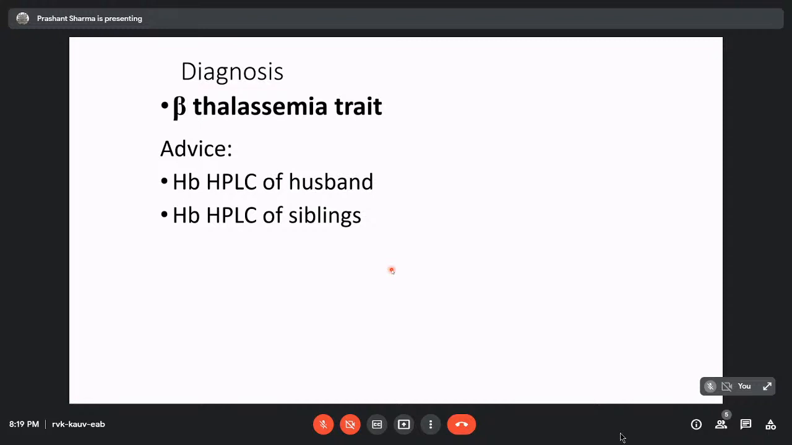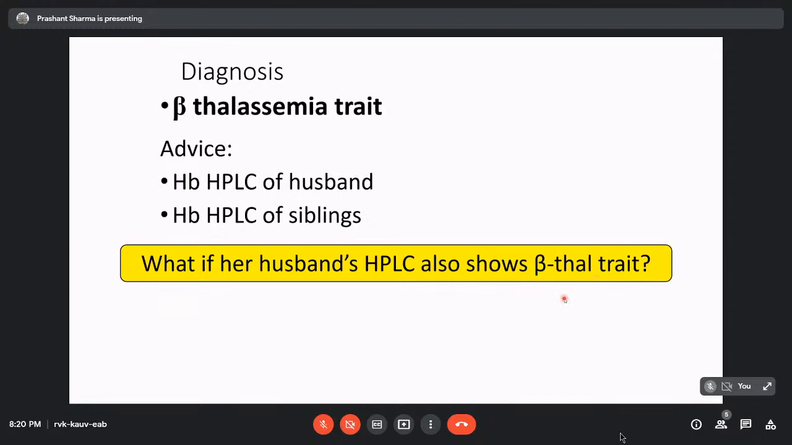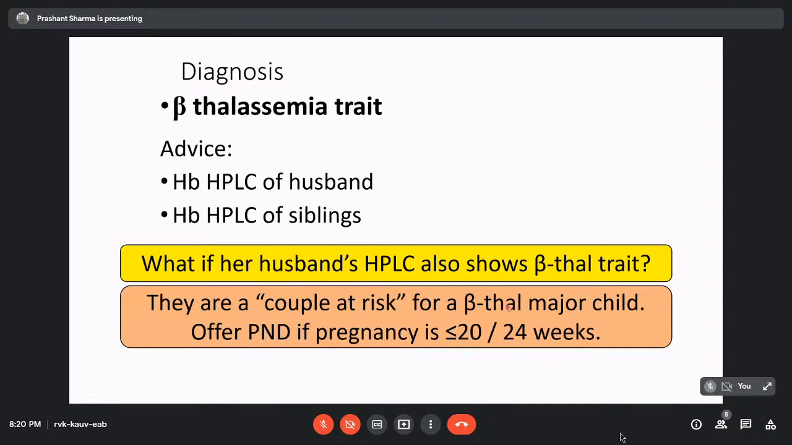So at this stage, we'll advise HPLC of her husband as well as that of her brothers and sisters, because they are likely to have a 50% chance of having thal trait as well. So what happens if her husband's HPLC also shows beta thal trait? Well, then they have become a couple at risk, which means that they have a 25% chance of having a beta thal major or a transfusion-dependent beta thalassemia child. So if her period of gestation is less than 20 or 24 weeks, depending on how many doctors' opinion you need, you can offer her prenatal diagnosis if the couple wants it. We will let you know if your baby is affected.